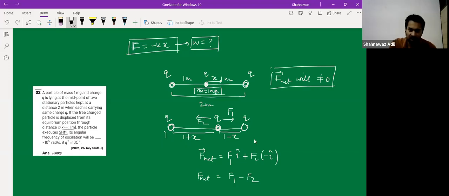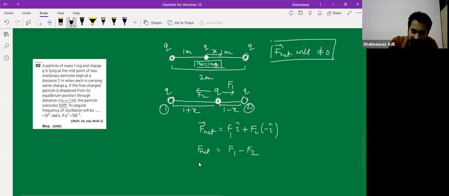Let's say this is 1, this is 2. Okay. So how much would be F1? F1 is K Q Q by the distance, which is 1 plus X, squared, right? And F2 is how much?